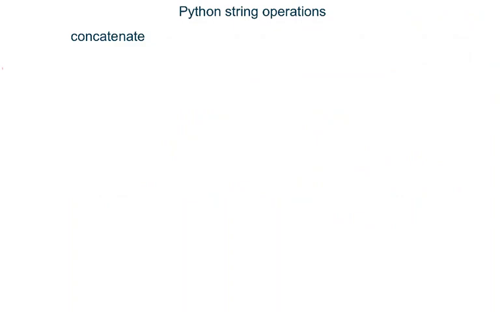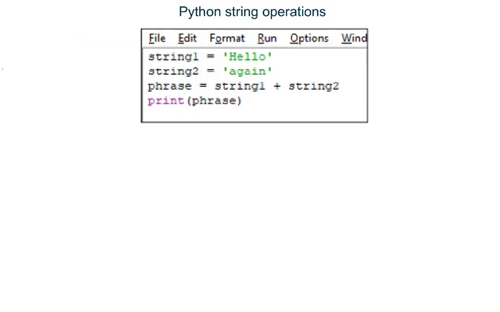Concatenate means to link things together in order. So if we concatenate 2 or more strings, it means we join them together one after another. In this program we have created 2 variables named string1 and string2. We have stored the string hello in variable string1 and the string again in variable string2.